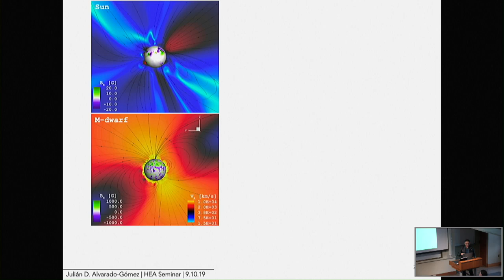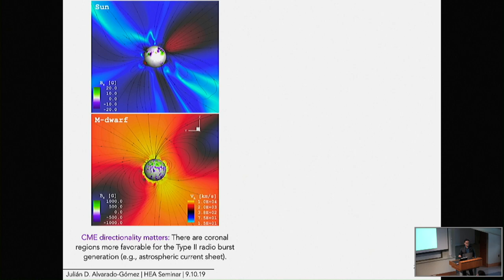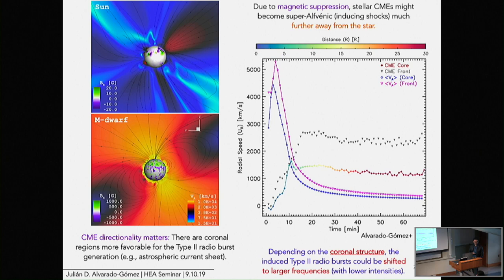Remember, to generate type 2 radio bursts, your CME needs to be faster than the local Alfvén speed. So it's going to be very difficult for your CME to generate any type 2 radio bursts here because the Alfvén speed is super large, because of strong magnetic fields and low densities in some regions. However, the directionality matters. There are regions in which you can actually form type 2 radio bursts. And this is what we are showing you here. This is basically a similar plot to the one I showed you before, showing how the Alfvén speed profile compares to the coronal mass ejection speed profile.